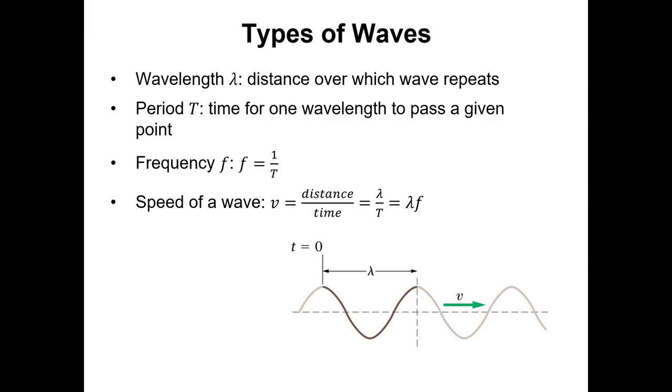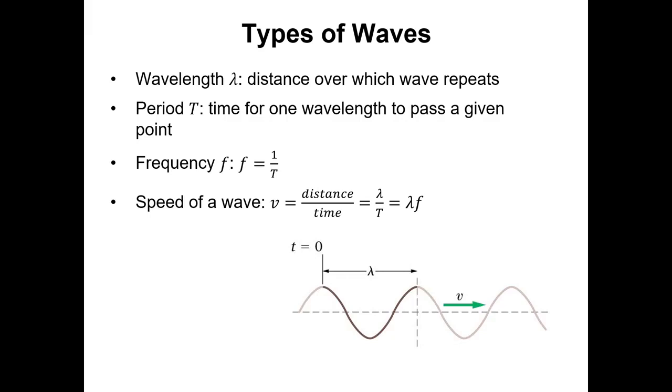usually characterized with a wavelength, a particular wavelength, which is the distance over which the wave repeats itself. It has a period, which is the time for one wavelength to pass a particular point. So if you look at a wave, it's like a train passing by you. Each time a cart passes by, that's a wavelength, and the time it takes one cart, the next cart to pass by you is called the period. And also, the frequency is defined to be 1 over the period.